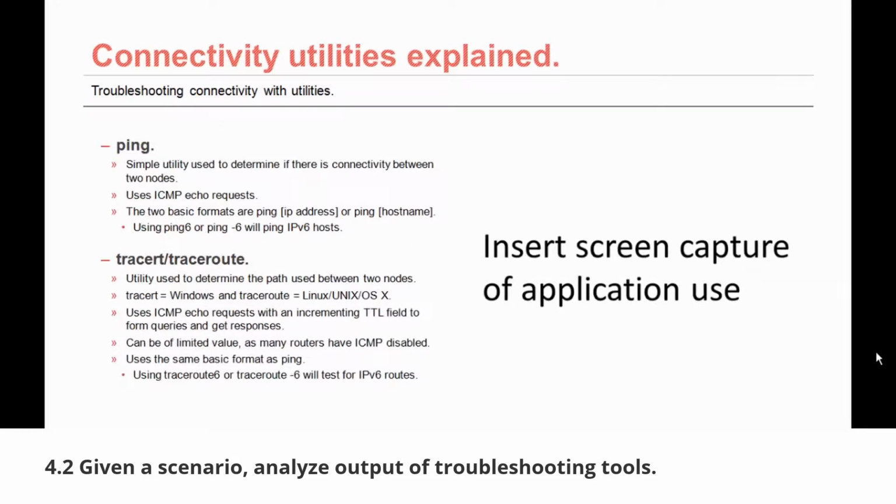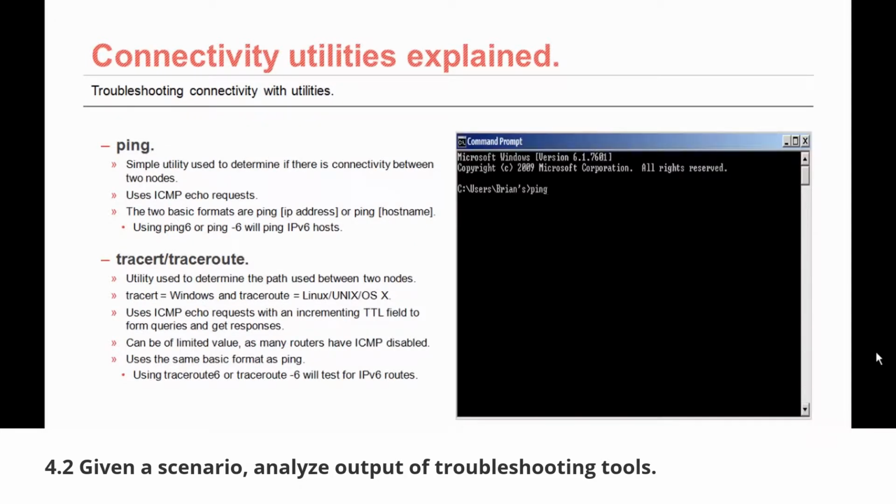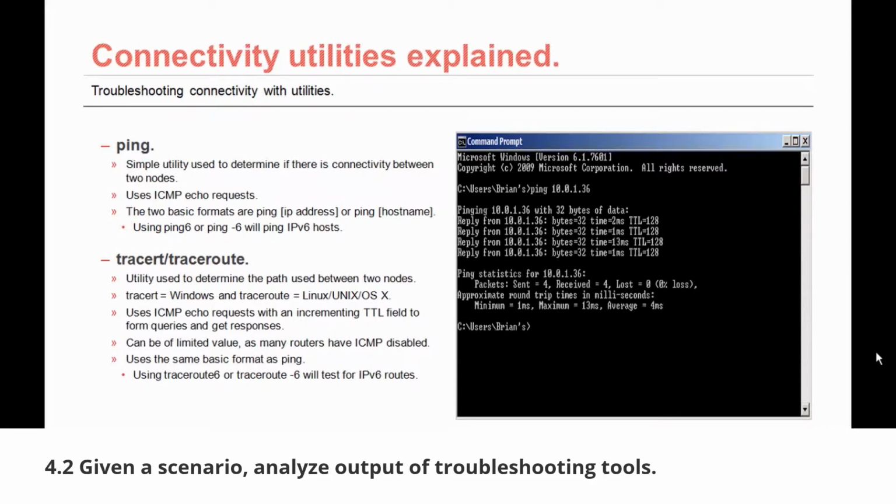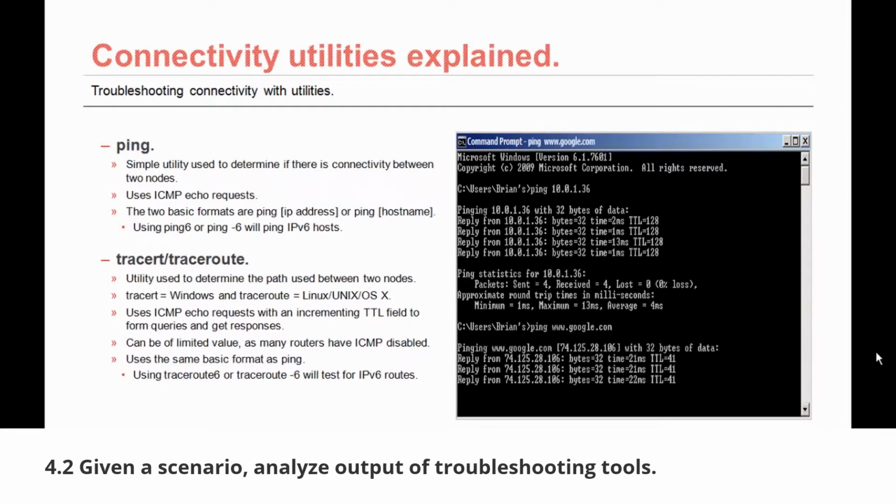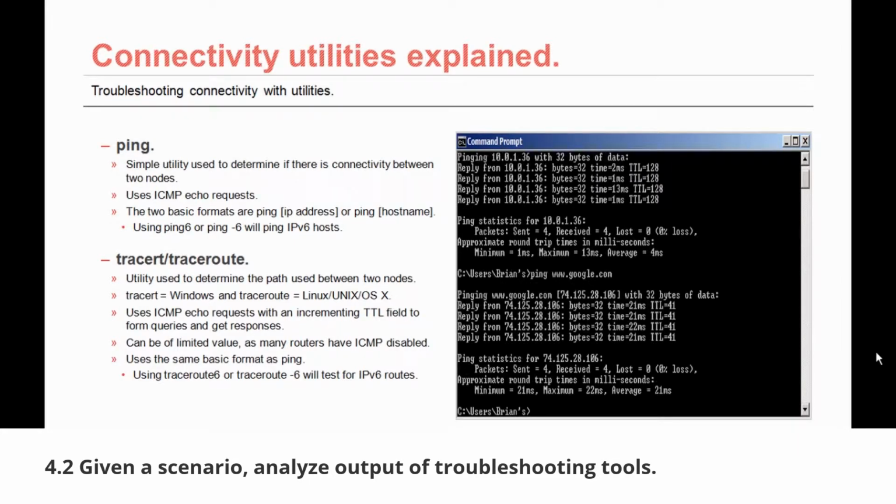First up is ping. It is a simple utility that is used to determine if there's connectivity between two nodes or two endpoints. It uses ICMP echo requests. There are two basic formats to the ping utility. You can ping an IP address, or you can ping the host name or the fully qualified domain name. You can use ping 6 or ping -6, and you will ping only IPv6 hosts.